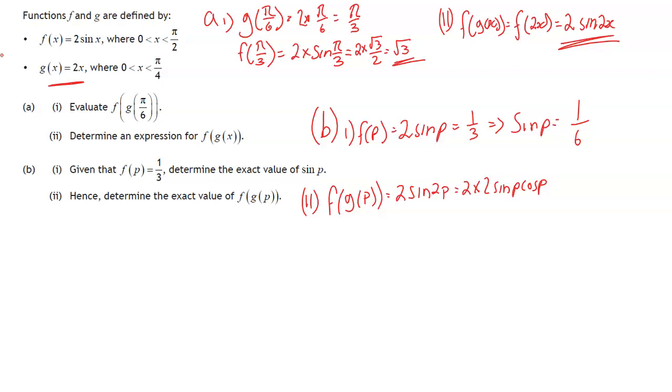So I know 2 sine 2p is equal to 2 times that. So it's going to give me 4 sine p cos p. Now, that sine p equals a sixth.